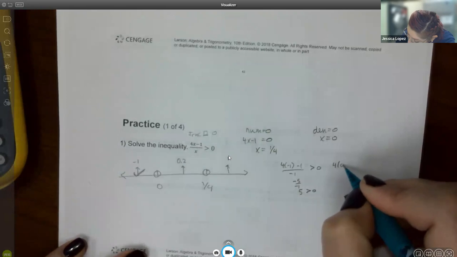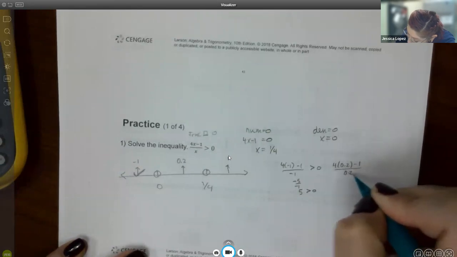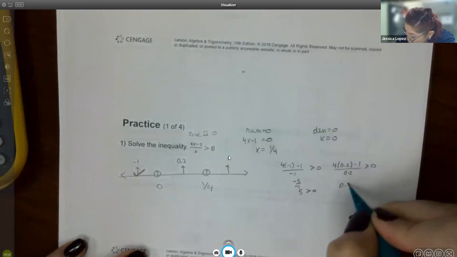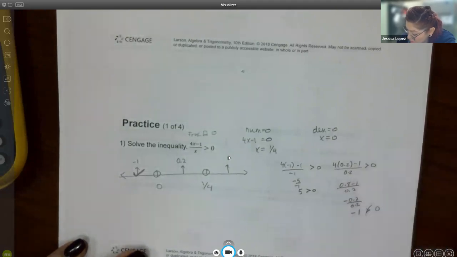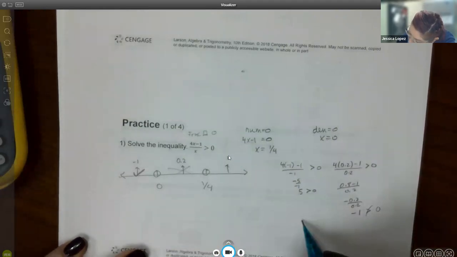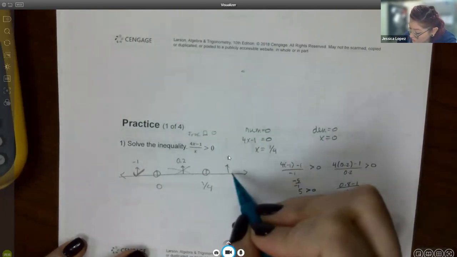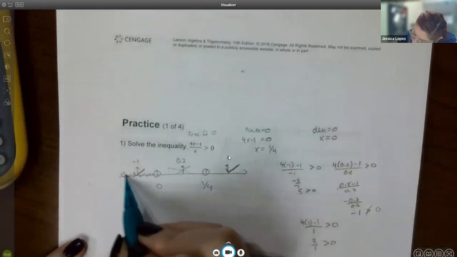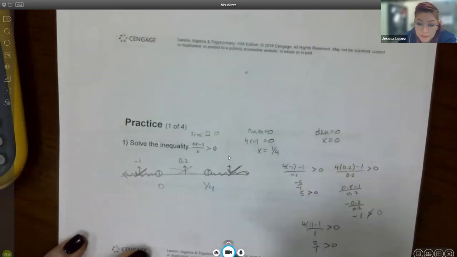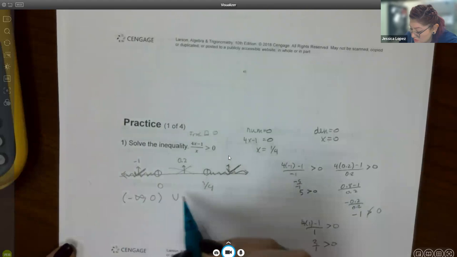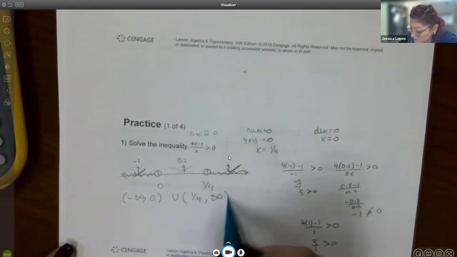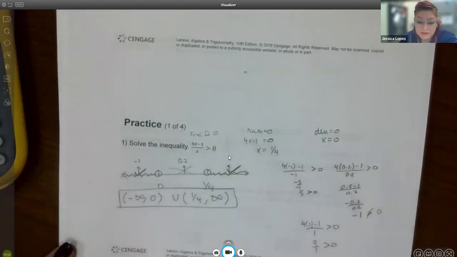Now we'll try 0.2. We get 0.8 minus 1, which is negative 0.2, which is negative 1. And that is not greater than 0. So this section does not check out. And then finally, we'll test 1. So I get 3 over 1, which is greater than 0. So this section tests out. So this section is part of my solution, and so is this one. And since they both have the open dots, my answer is going to be negative infinity to 0 with the parentheses, and then parentheses 1/4 to positive infinity. And that's the final solution.